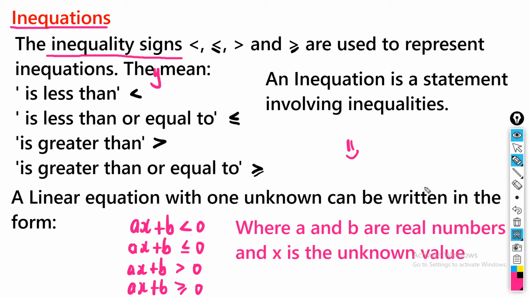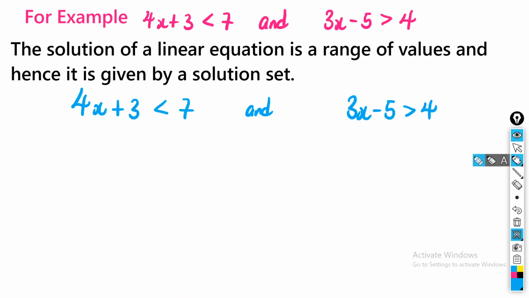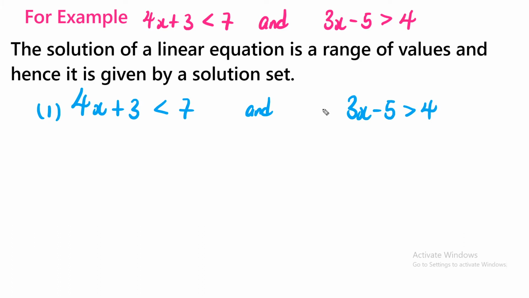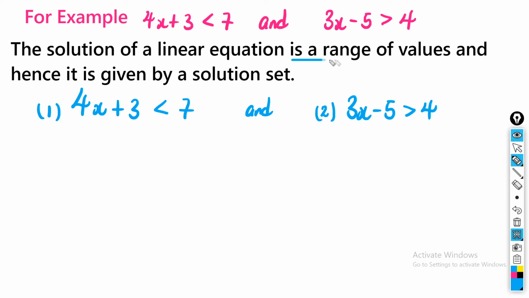Okay, we're going to look at some examples. We have two examples that we can look at. For example, we have 4x plus 3 is less than 7, and 3x minus 5 is greater than 4. It says the solution of a linear inequation is a range of values, and hence it is given by a solution set. So I'm going to work out these two examples and show you exactly what I mean. Let's do the first one here, and we're going to have 4x plus 3 is less than 7.